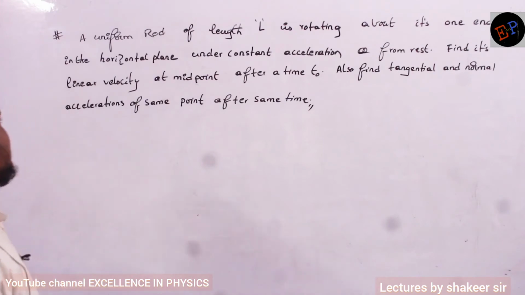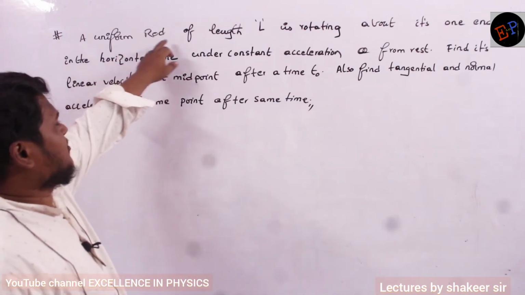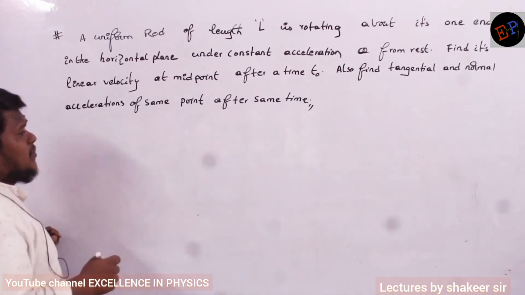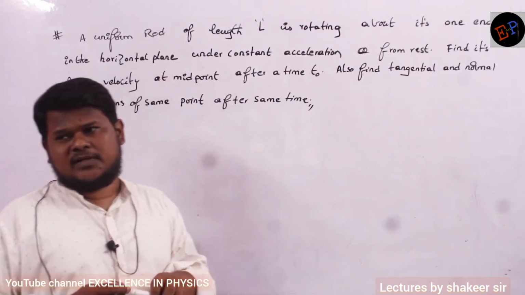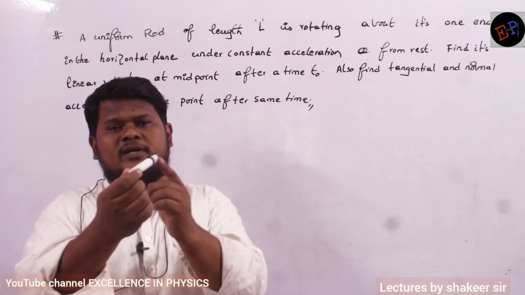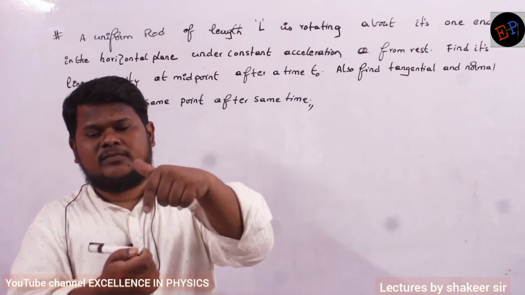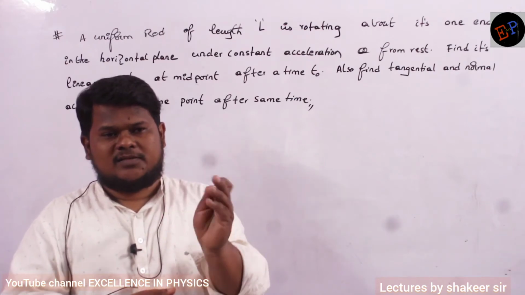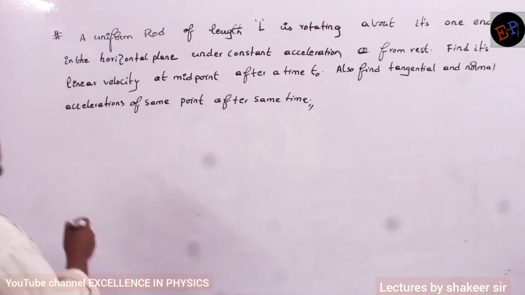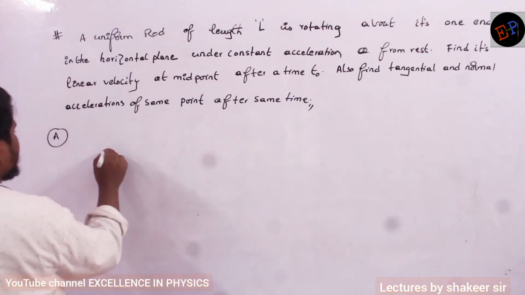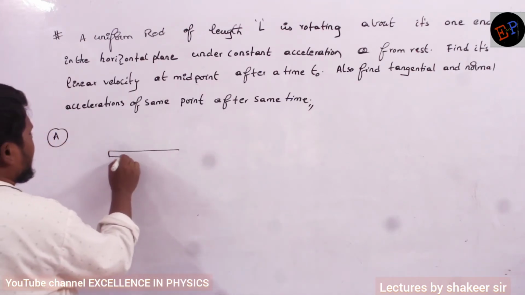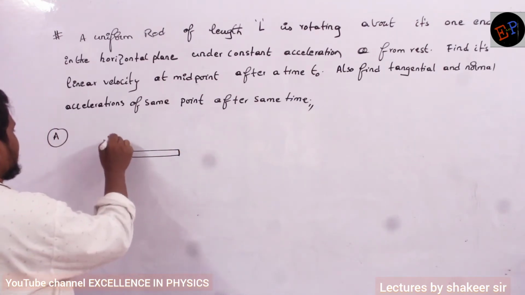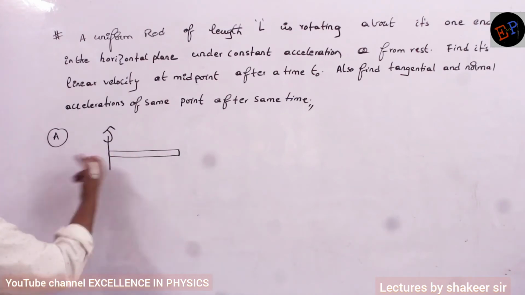So a uniform rod of length L is rotating about its one end in the horizontal plane. Horizontal plane means how? For example, this is the rod, rotating like this. This is the horizontal plane. If it is rotating like this, it will become a vertical plane. So where is its axis of rotation? My axis of rotation is present at one end of the rod. Around this axis, this rod is rotating.